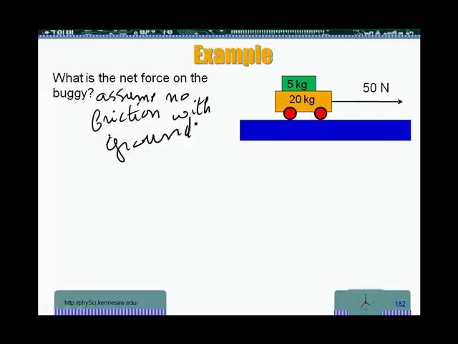Okay, now we make that assumption based on wheels. When we have wheels, we have a lot less friction, so that's why that assumption is quite valid. Now, if that's the case, along the vertical, we have forces that are balanced. We know that they are balanced because the buggy is not going to fly off or sink into the ground. What's left is only the horizontal. Along the horizontal, we have the 50 newtons that's unbalanced. So my net force is 50 newtons.